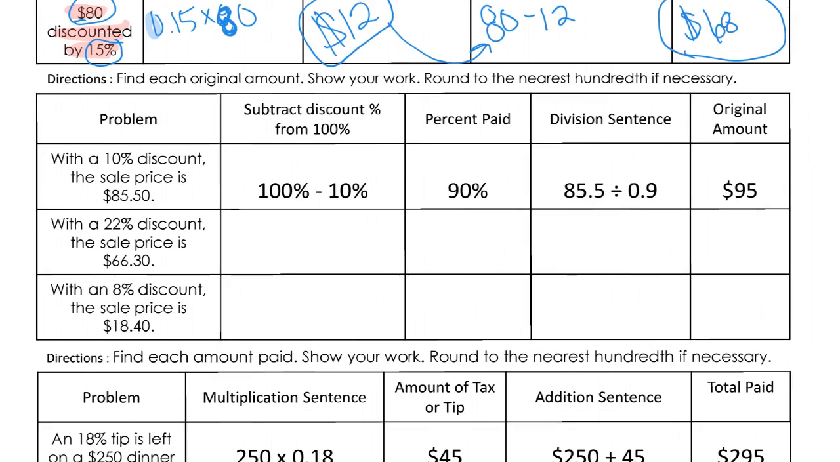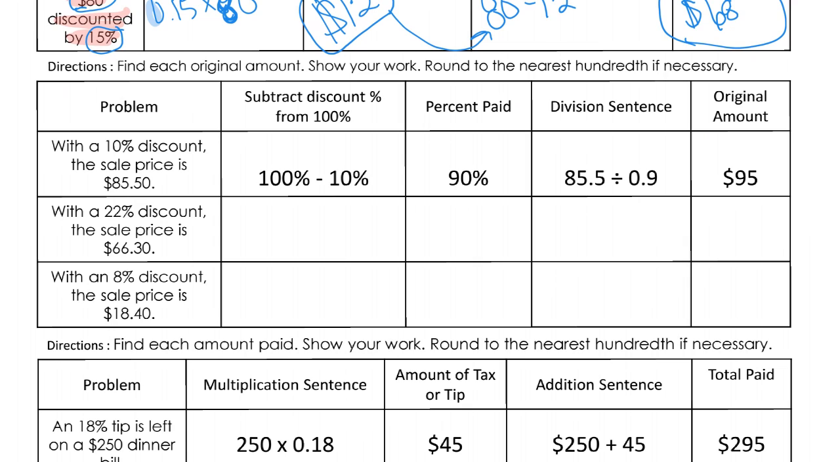Okay, so let's kind of do the opposite. So now we want to find the original amount. Okay, so we subtract the discount percent from 100. So looking at this problem, our discount was 22%. So I would do 100 minus 22. And that's going to give us the percent that we paid, which is 78%.